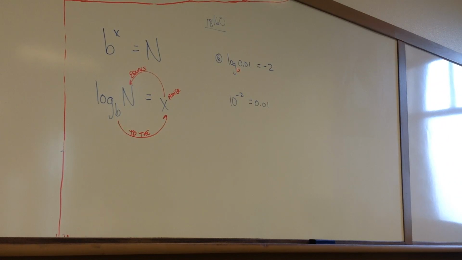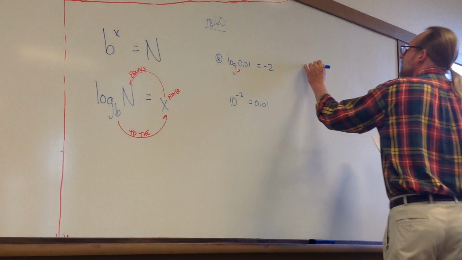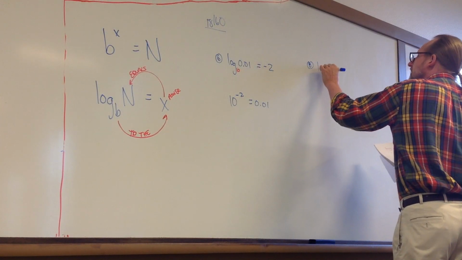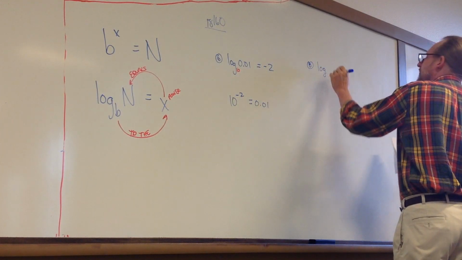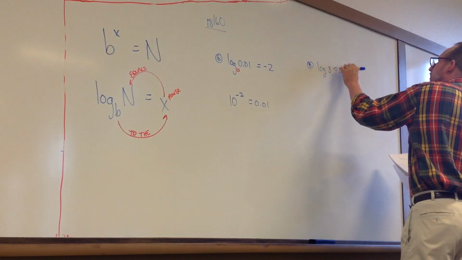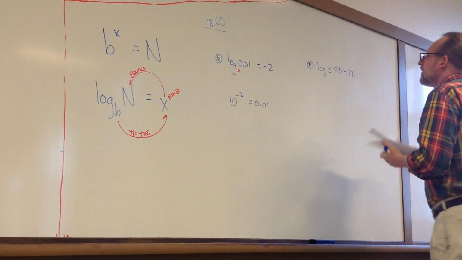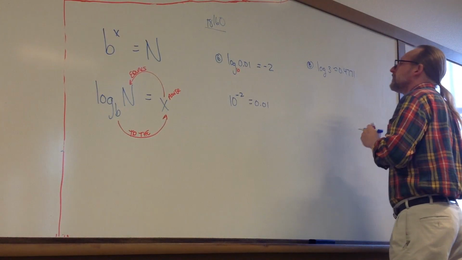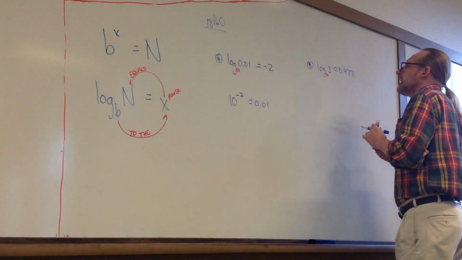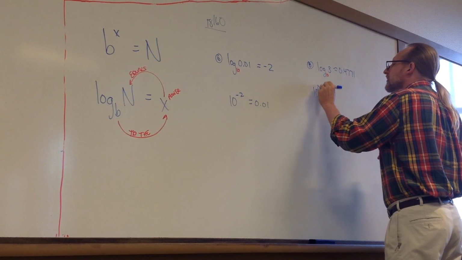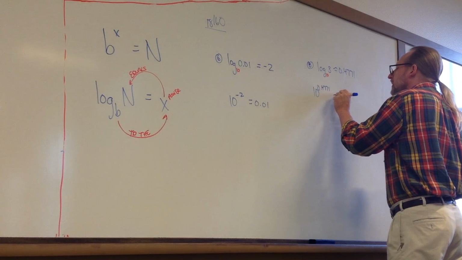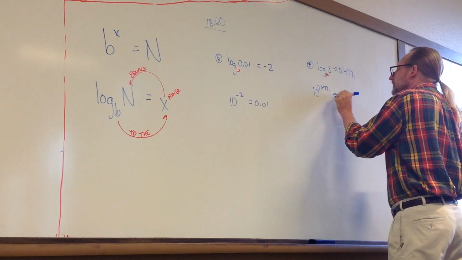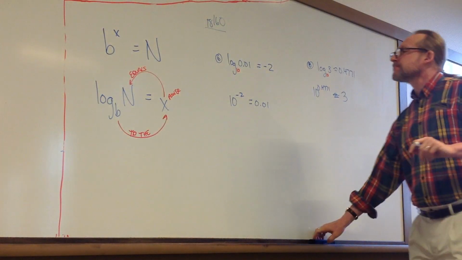Okay, let's see here. Problem 8 is also in base 10. It says log of 3 is about 0.4771. And so again, we have an implied base of 10 here. And so we would say 10 to the 0.4771 is equal to about 3. Okay.